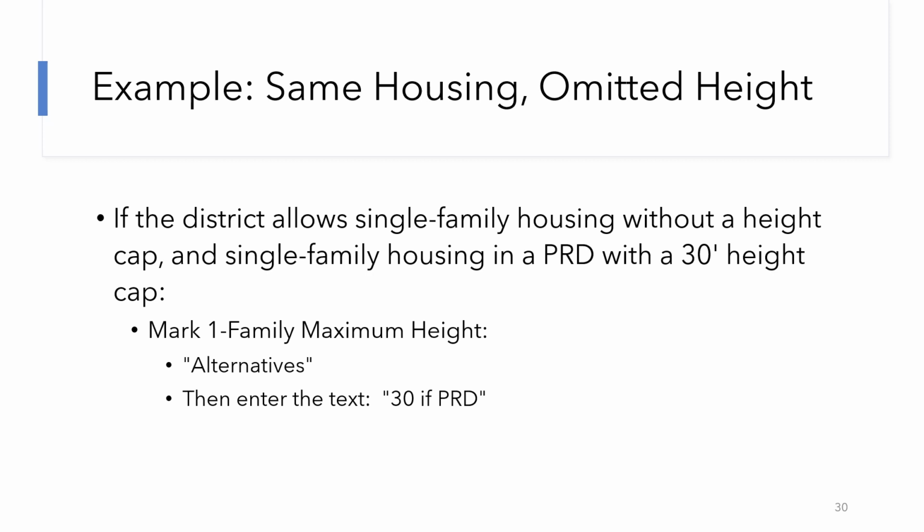Similarly, housing of the same type within a district that allows PRDs and non-PRD housing may have some regulations for one type and none for another. In this example, a district allows single-family housing without a height cap and single-family housing in a PRD with a 30-foot height cap. What you'll do is mark the one-family maximum height as an alternative and enter the text "30 if PRD." As a reminder, we don't write zeros or nulls into these fields. So when you see an entry like "30 if PRD," it is assumed that all other single-family homes outside of a PRD do not have a height maximum.